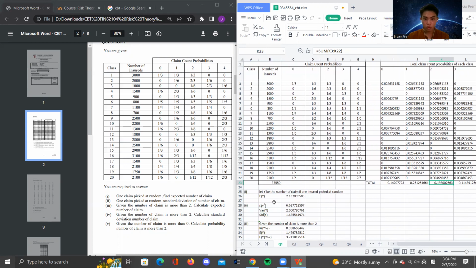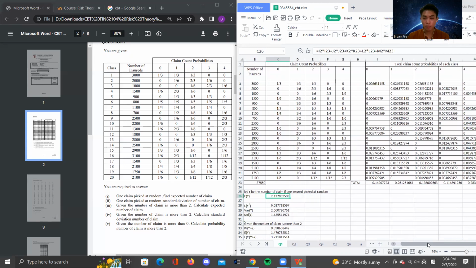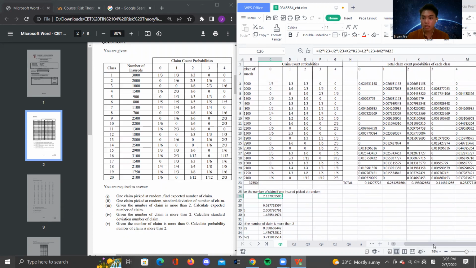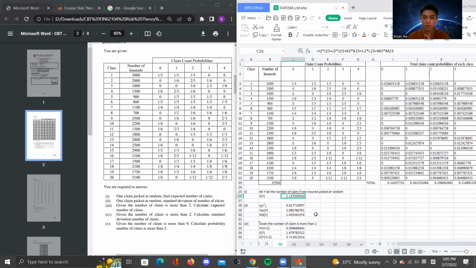So after that, we're now going to solve question 1. We let Y be the number of claims if one insured is picked at random. So how do we find the expected mean? The expected mean is just this formula, which is the claim count times its probability, and then we sum it up. So it's 0 times its probability, which is 0.1420, plus 1 times its corresponding probability, plus 2 times its corresponding probability, and so on. Then we sum it up and we will get 2.1370. So let's see question 2.